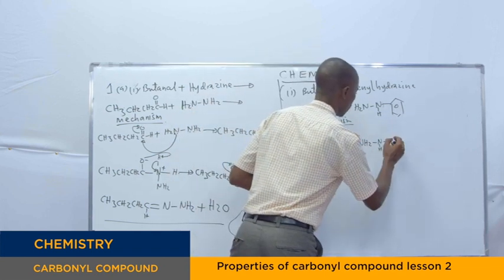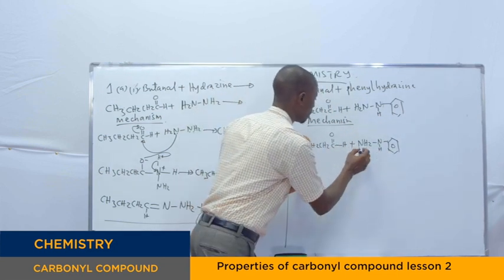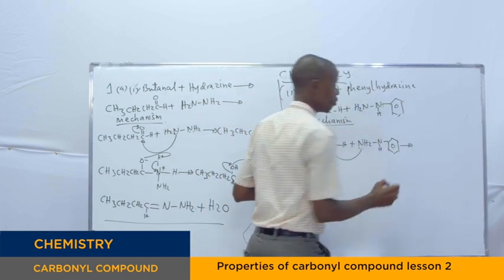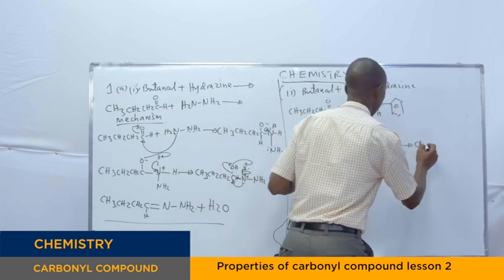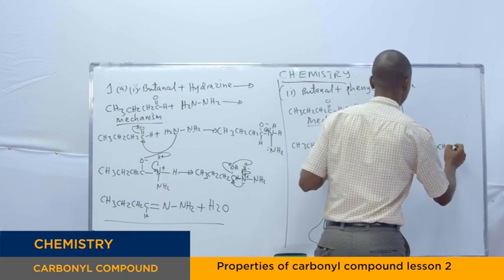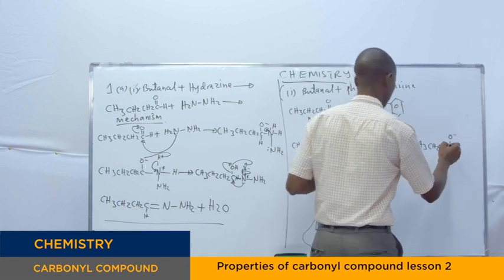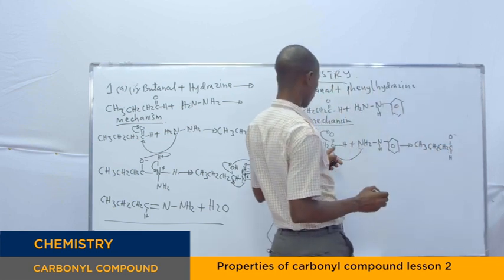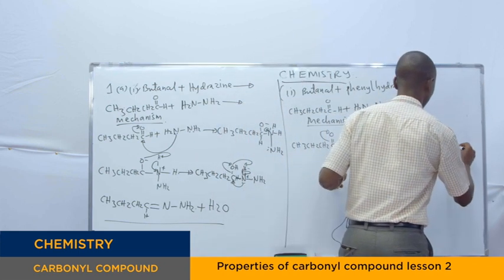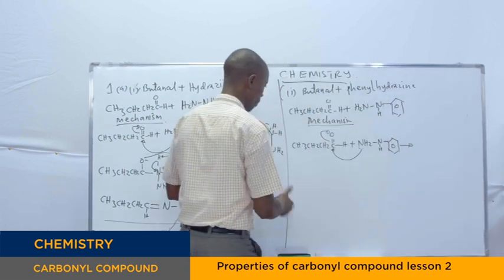Now, from there, the lone pair of nitrogen atoms will attack this carbon, making the electron move there. So we are going to form the following compound at the end. This one. Together with the hydrogen, this carbon will make a bond with this nitrogen. The space is not enough, so we can write it here.